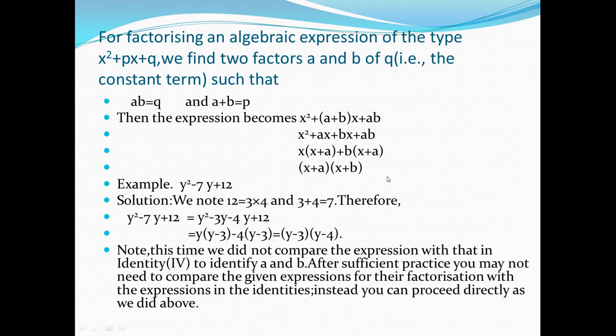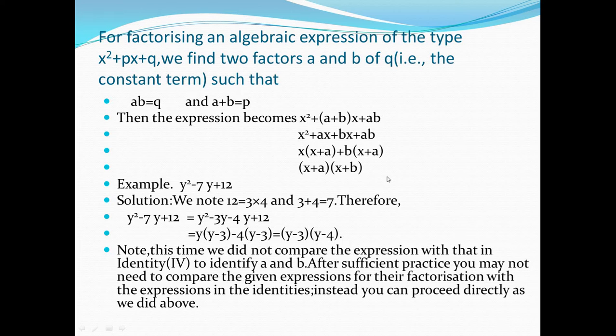For factorizing an algebraic expression of the type x square plus px plus q, we find two factors a and b of q. In this given expression, you can find the unlike terms. So, q, that is the constant term, can be factorized into a and b such that a multiplied by b equals q and a plus b equals p. So, they should be in this form. One is the product of two constants, another is the summation of two constant values. Then the expression becomes x square plus (a plus b) multiplied by x plus ab. That is x square plus a multiplied by x plus b multiplied by x plus a multiplied by b.